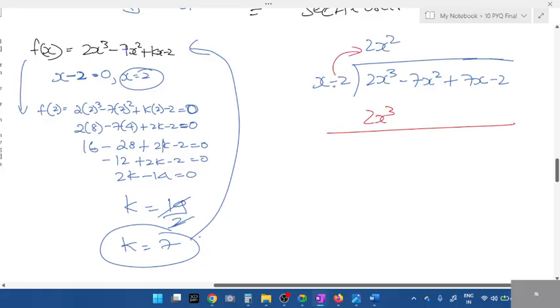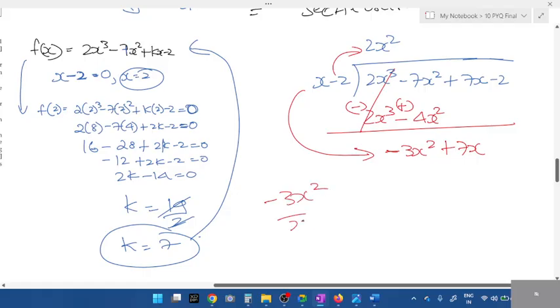Then multiply this. Minus into plus is minus 4x square. Change the sign. Minus becomes plus. Cancel. What's the value? Minus 3x square. Bring this plus 7x. Then again continue from the beginning. Divide this minus 3x square by x. What do you get?